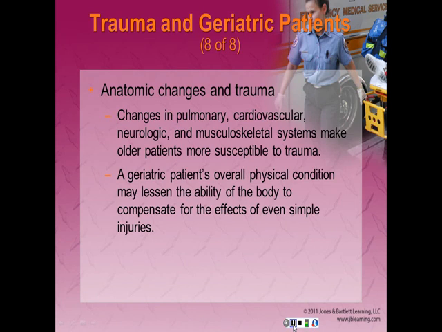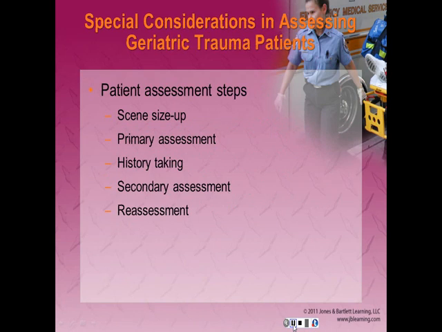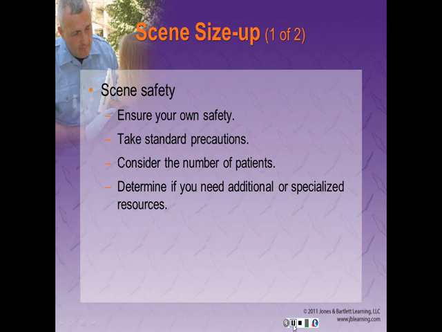A geriatric patient's overall physical condition may lessen the ability of the patient's body to compensate for the effects of even simple injuries. A geriatric patient's blood pressure drops sooner than in a young adult patient during a traumatic emergency. The patient assessment steps are always the same for trauma, even medical or any other case. We size up the scene, we do our primary, we take a history, we complete a secondary, and we reassess.